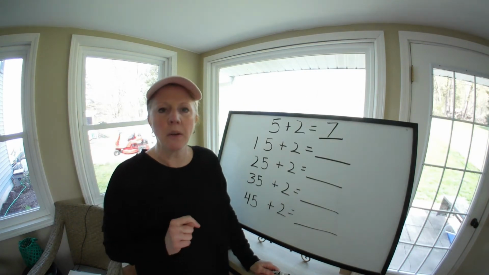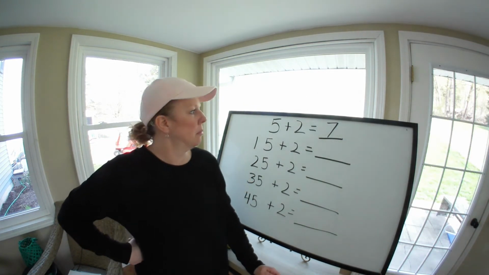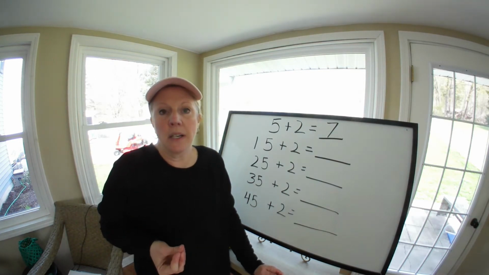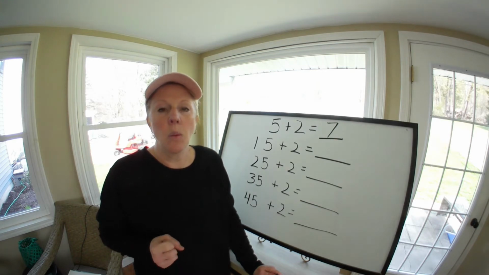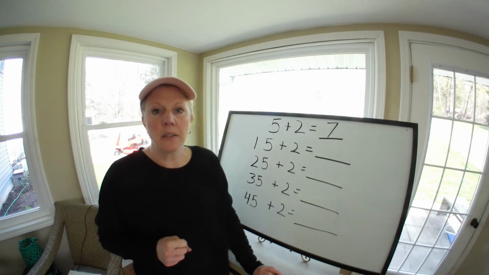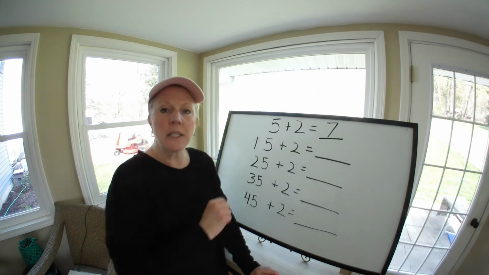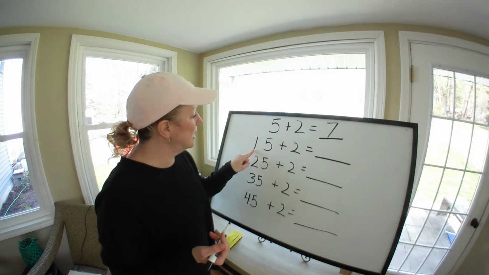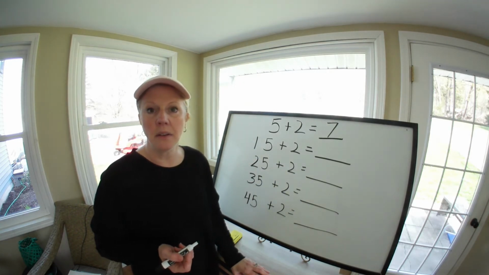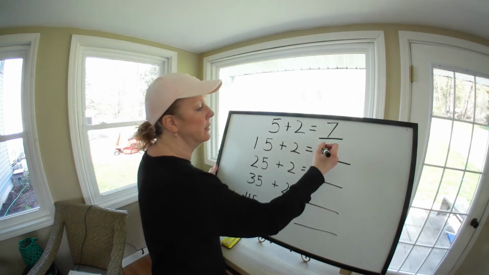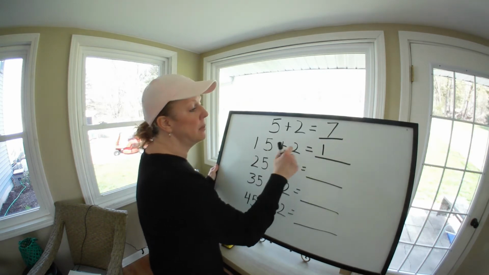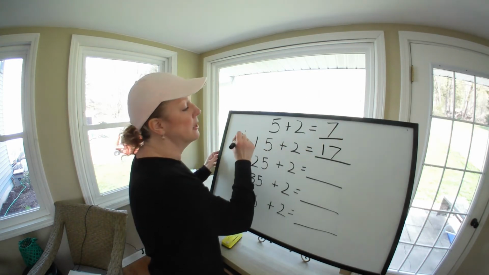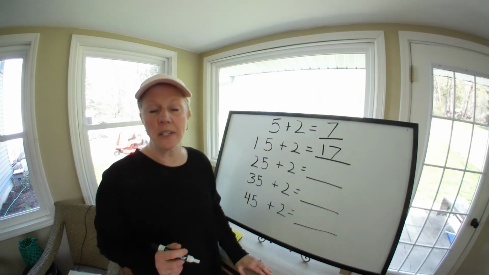Pretty easy. Now, what if I said to you 15 plus 2? Sometimes everyone is like, oh my gosh, what am I going to do? I can't do this problem. Well, let me show you the easy way to do this. If you know 5 plus 2 is 7, if we take a look at this, the only thing that changed was us adding a 10. So I'm going to bring that 10 over because my 5 plus 2 is still 7. That hasn't changed. So now it's 17. So 15 plus 2 equals 17.